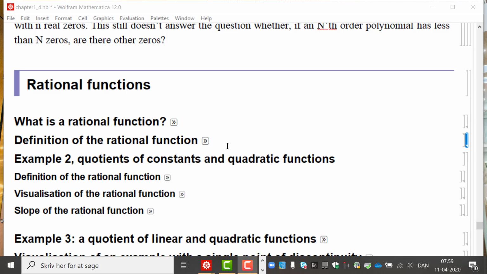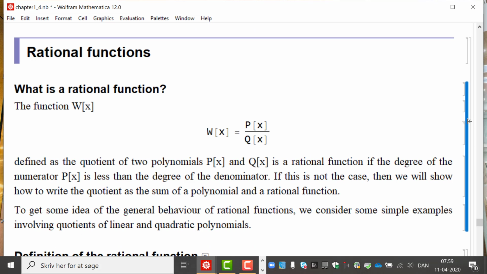Hello again. That's how we deal with polynomials. So we're going to now talk about rational functions. So what is a rational function? Well, the function w(x), which is given by this, w(x) is equal to a polynomial p(x) divided by a polynomial q(x).